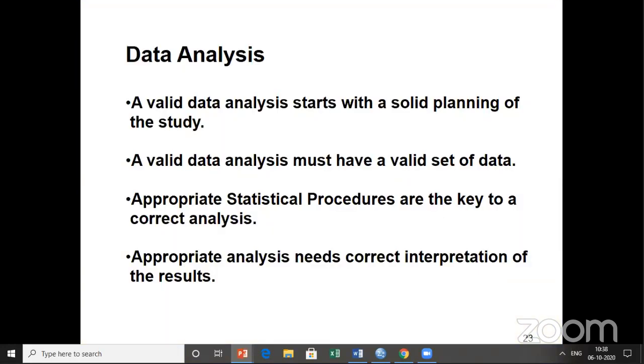So this is my idea of data analysis. A valid data analysis starts with a solid planning of the study. That is nothing but your questionnaire designing, then the reliability of that, right? Then a valid data analysis must have a valid set of data. It should have all sorts of mixed data: qualitative data, quantitative data. And then you say that this can be used for most of the statistical procedures, and you'll be doing a correct analysis if the above two steps are met. Then the fourth step is interpretation and results. Interpretation has to be properly done, and then you should conclude your experiment properly, right? So this is what it is.